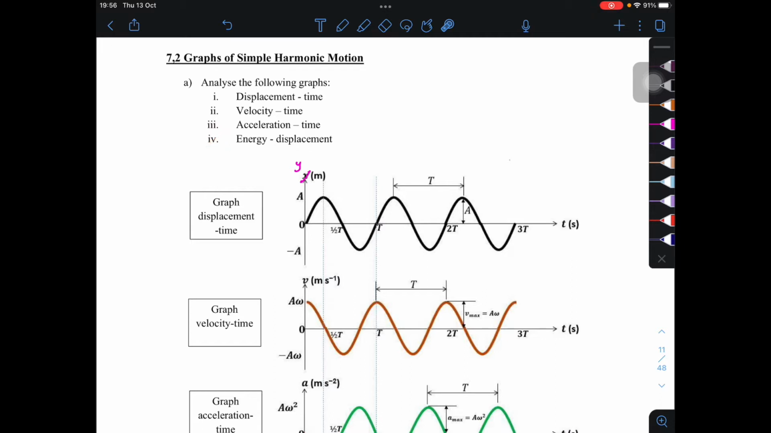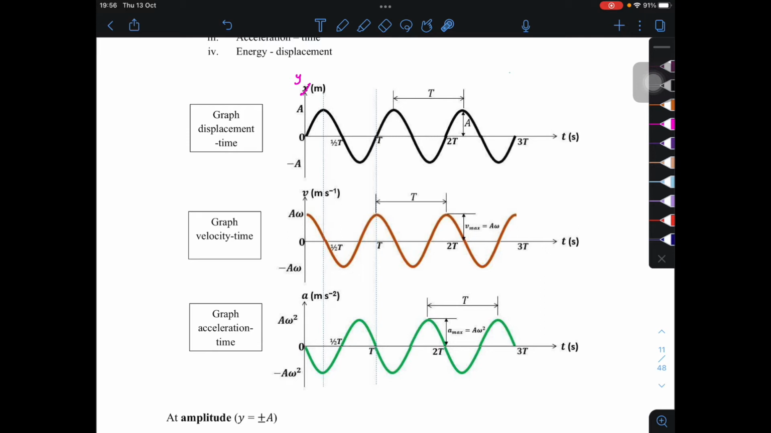Okay, so in this subtopic, you don't need to know how to draw the graph. Kamu just kena tahu analyze. So basically analyze adalah you should be able to extract information. Okay, extract information from the graph. Okay, so kita tengok ada 3 graph dekat sini. Kita ada displacement, velocity, and acceleration against time.